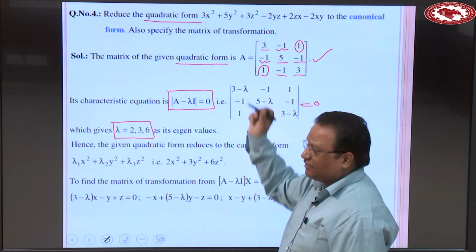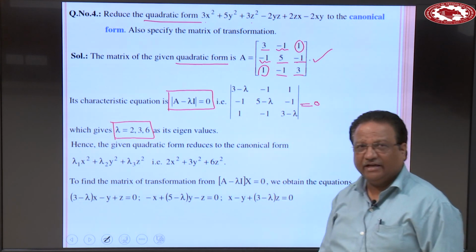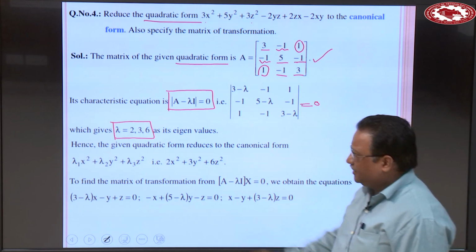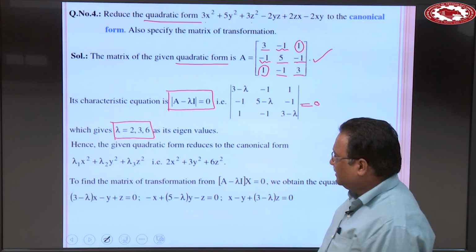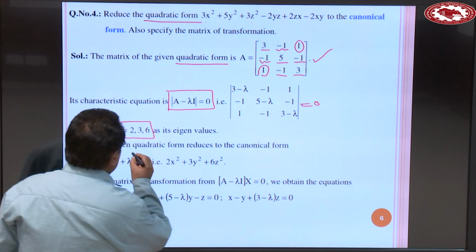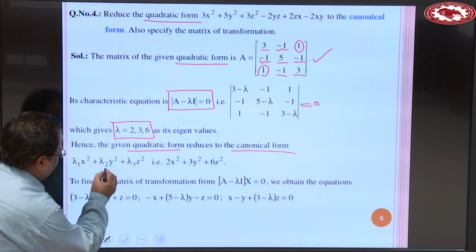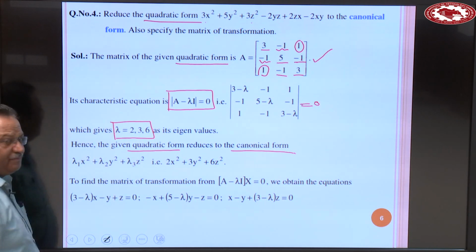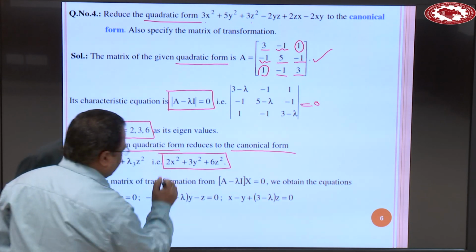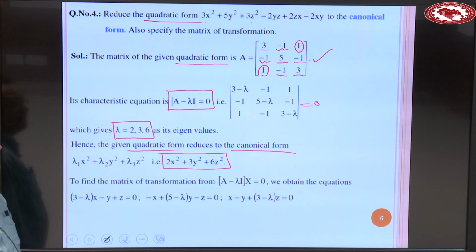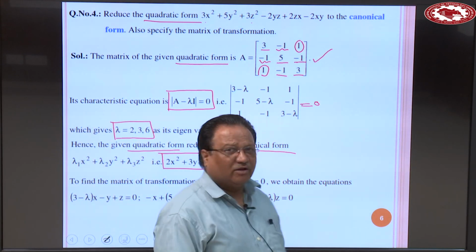तो आपके पास क्वाड्रेटिक फॉर्म दे रखी हुई है, आपने सबसे पहले मैट्रिक्स बनाया और मैट्रिक्स बनाने के बाद कैरेक्टरिस्टिक इक्वेशन बनाई और उसके बाद आपने रूट्स कैलकुलेट कर लिए. When we have the roots of this characteristic equation, the given quadratic form reduces to the canonical form lambda 1 x square plus lambda 2 y square plus lambda 3 z square. Clear? And that one can be written as 2x square plus 3y square plus 6z square. So this one is the canonical form of the given quadratic form.